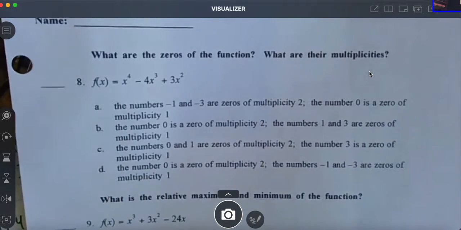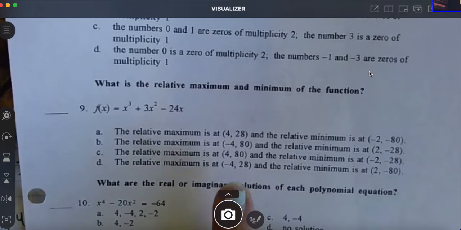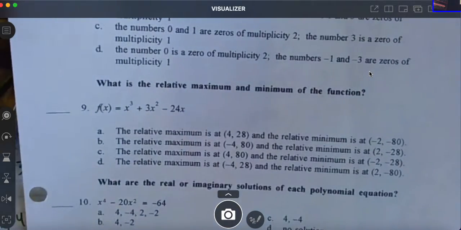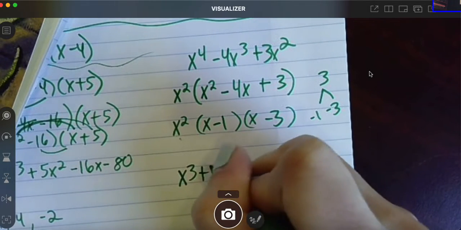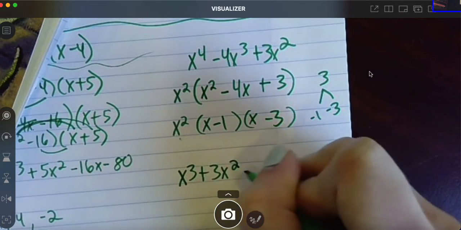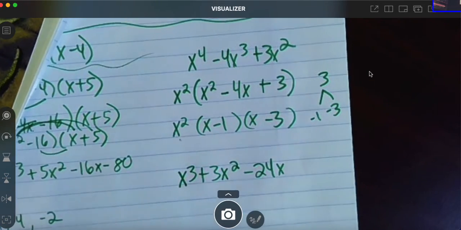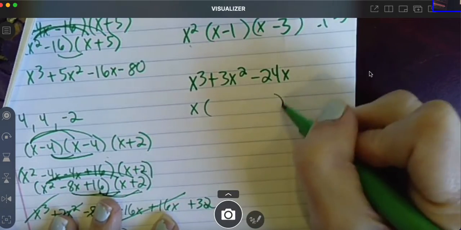Number 9 is the same thing, so I'm going to go over another one just like it. I'm going to write this down and let's factor it. x to the third plus 3x squared minus 24x. And again, no granny glasses. So what am I going to factor out of this one? An x. If I factor out an x, what's left over?